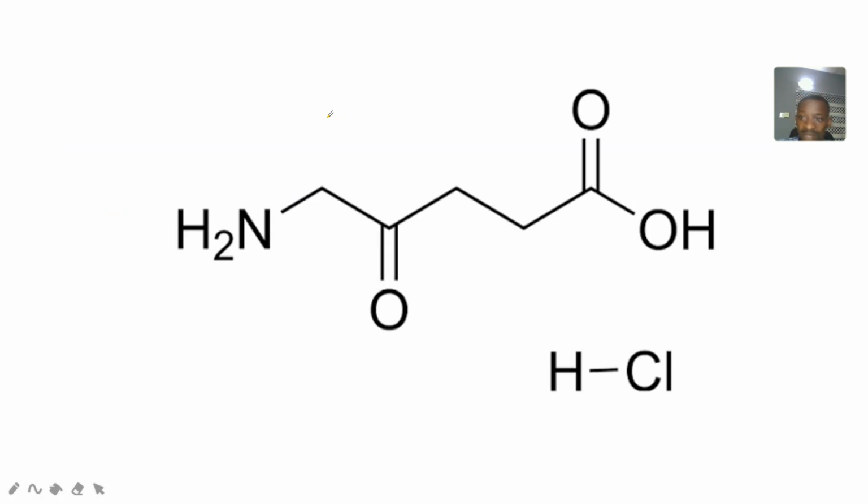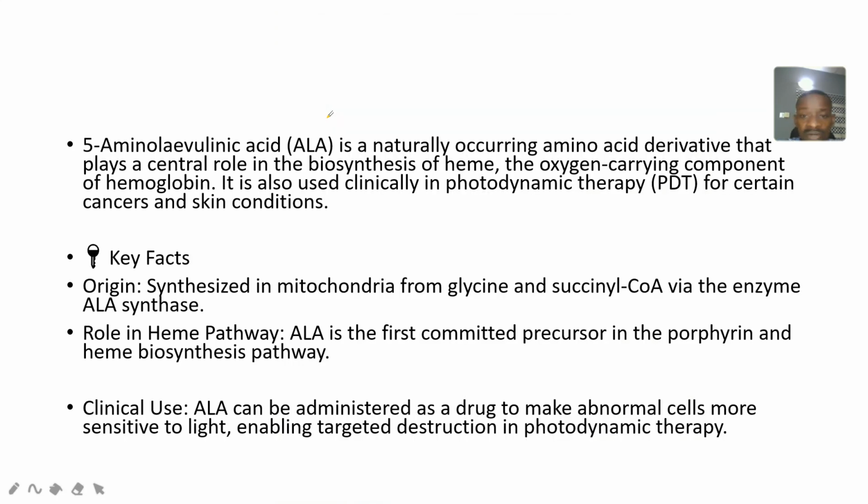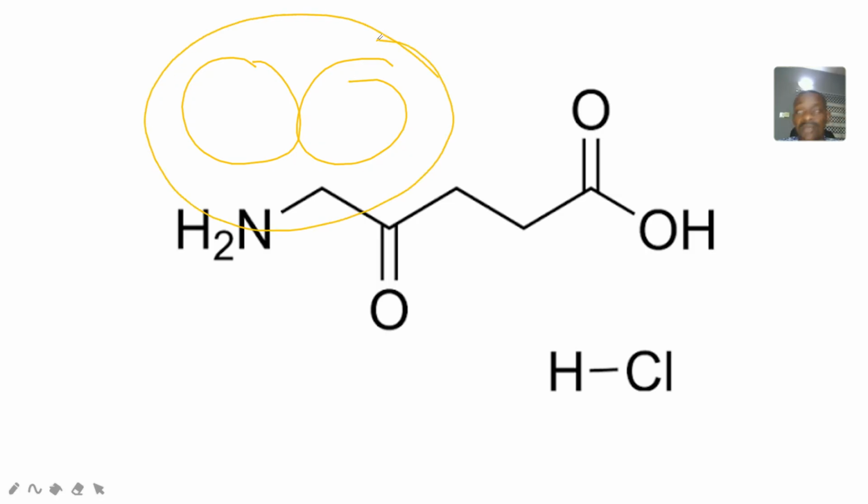This is just the biochemical structure of 5-aminolevulinic acid. It can also be made into a drug. It's a naturally occurring amino acid derivative. It plays a very important role in how your heme is formed. Do you know what heme is? Heme comes together with globin, and together they form what is known as hemoglobin. Hemoglobin is what is in your blood that takes oxygen. It carries oxygen. If you have low hemoglobin, your tissues will be crying out for oxygen and might suffocate.